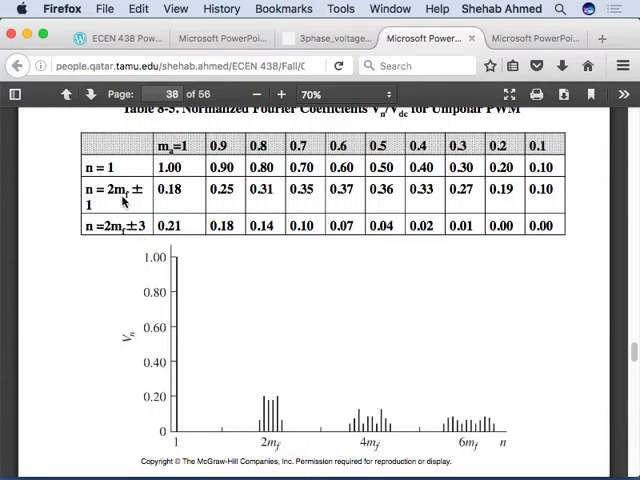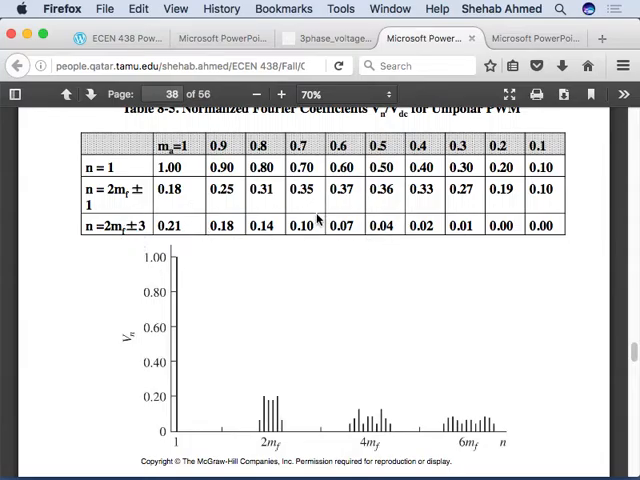So if your switching frequency is 10 kilohertz or 10 multiples of the fundamental, then here you have 2 times 10 multiples of the fundamental plus minus 1. So 2 times 10, 20. So 19 and 21, right? So you see a harmonic at 19 times the fundamental and 21 times the frequency of the fundamental. And then so on and so forth for here, twice the switching frequency plus minus 3 times the fundamental.